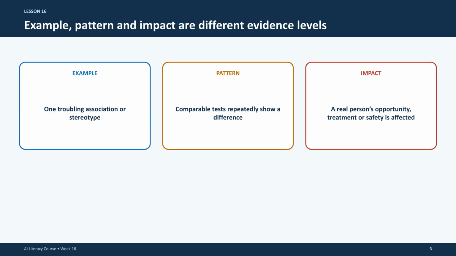An example is one observation. A pattern is a recurring difference. An impact occurs when an output affects a real person's life. Always remember, evidence and consequences determine the response.